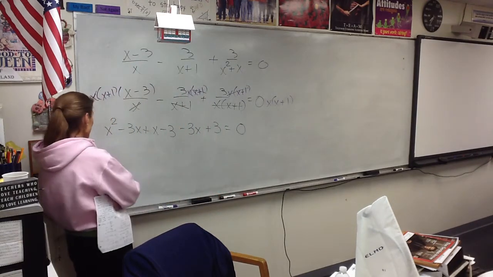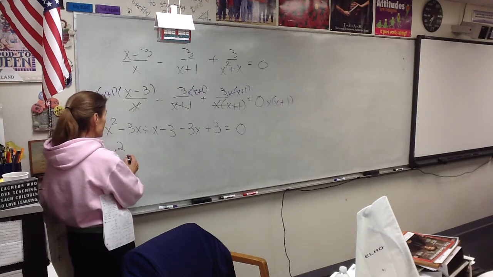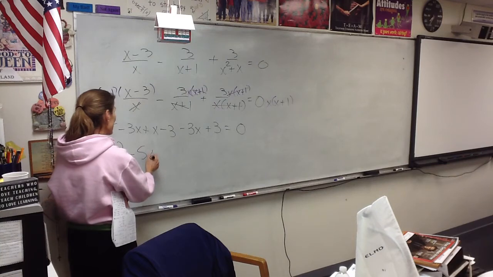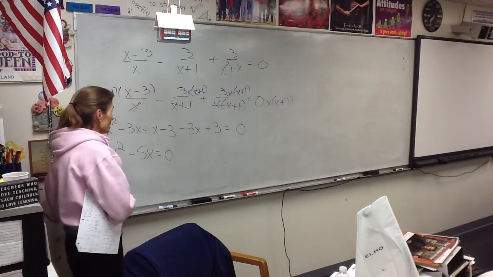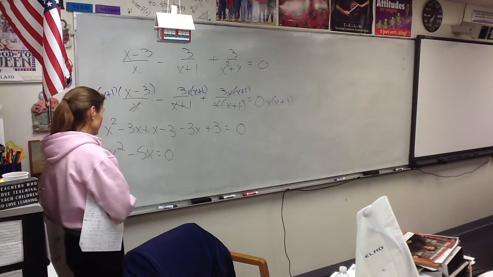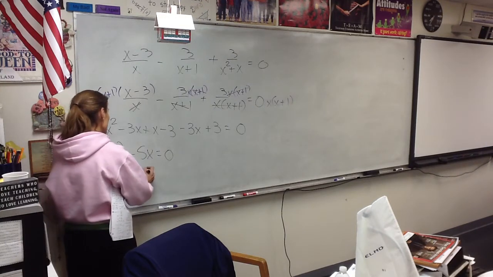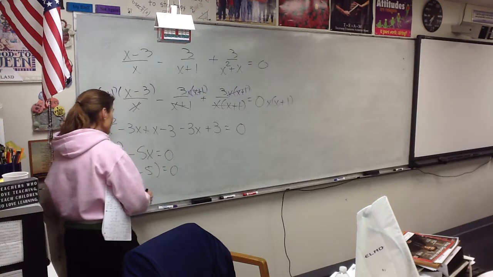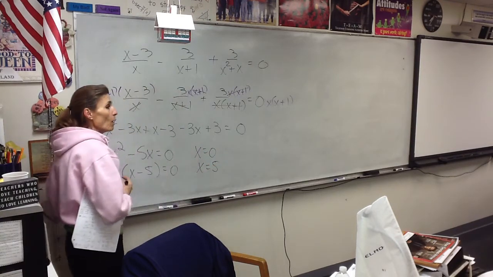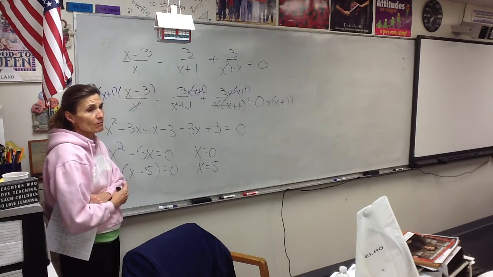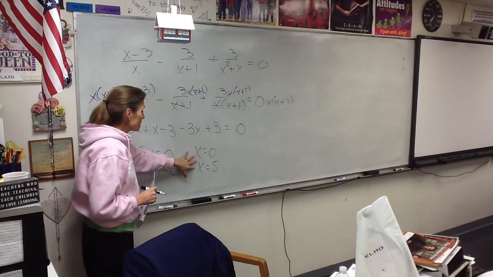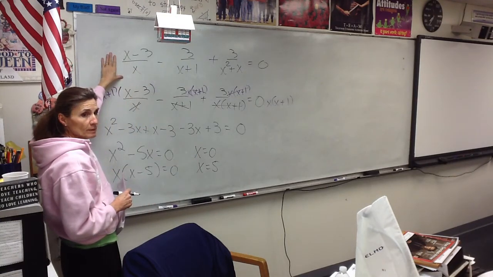Let's collect like terms. We've got x squared, okay, minus 5x. How do I solve that? Factor out an x. So it looks like my roots are x equals 0 and x equals 5, but what do I always have to be careful about? Extraneous roots. Are either one of those extraneous?